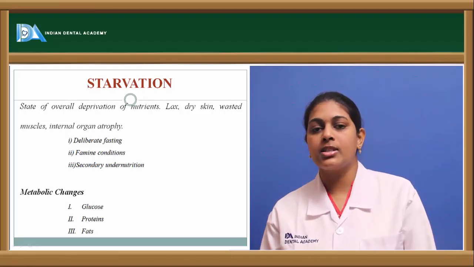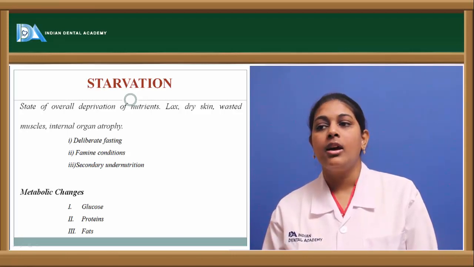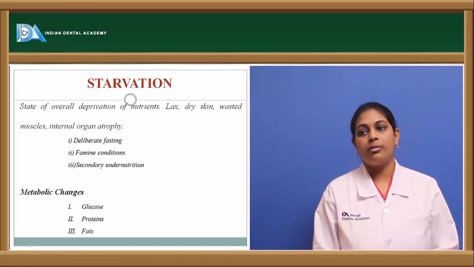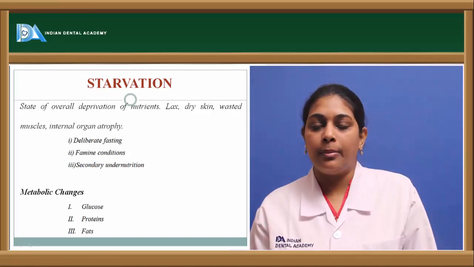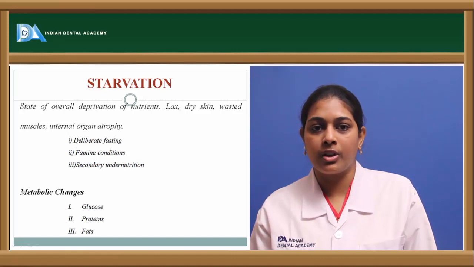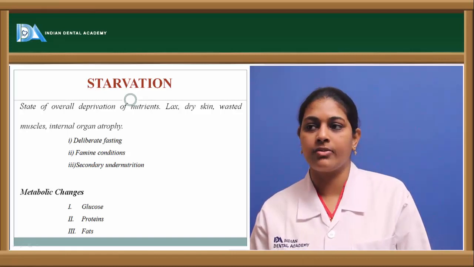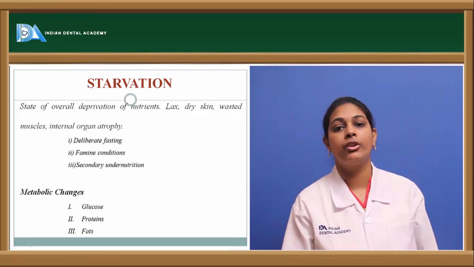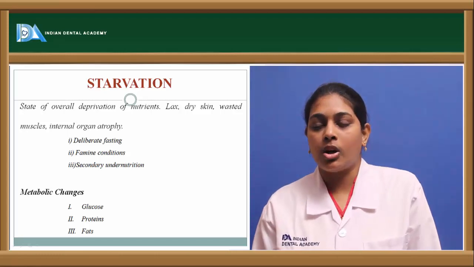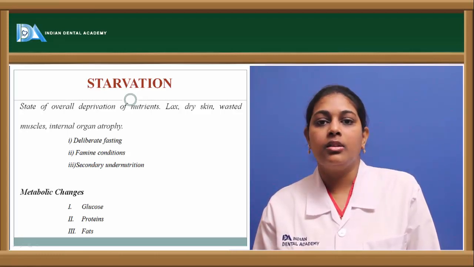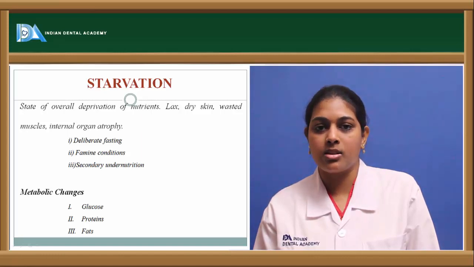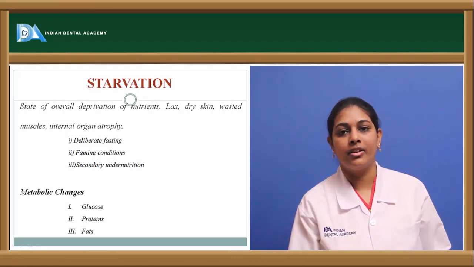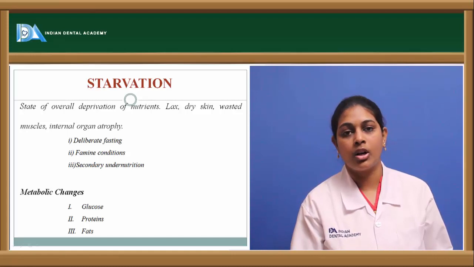And usually these patients manifest with lax, dry skin and muscle wasting, as well as internal organ atrophy. And this internal organ atrophy is because of deliberate fasting, that is because of inadequate intake, most commonly seen in low socioeconomic status of the patient, and in famine conditions, that is improper provision of food for the patients. And otherwise it could also be because of secondary undernutrition, in malabsorption conditions, or otherwise in chronic conditions such as liver disease, which could result in internal organ atrophy.